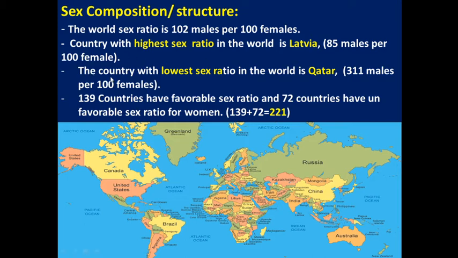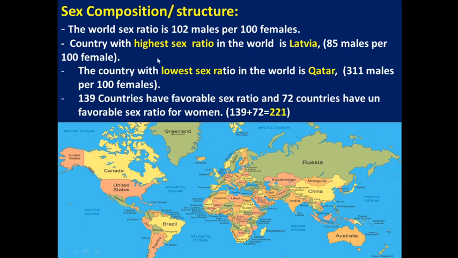So which country has the lowest sex ratio? The lowest sex ratio in the world is Qatar. Qatar is a country in Western Asia. So here we have Qatar. This country has the lowest sex ratio. So out of 100 females, we have 311 males per 100 females. So the country with the lowest sex ratio is Qatar, where the sex ratio is 311 males per 100 females.